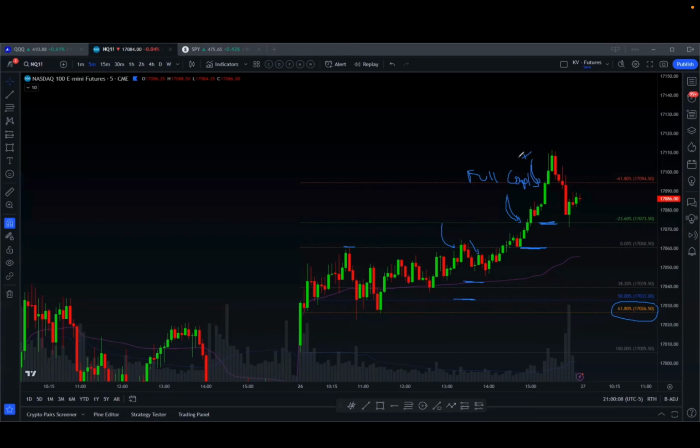So the last thing that I want to cover right here, guys, is going to be the risk management factor when it comes to entering once and then exiting once, right?